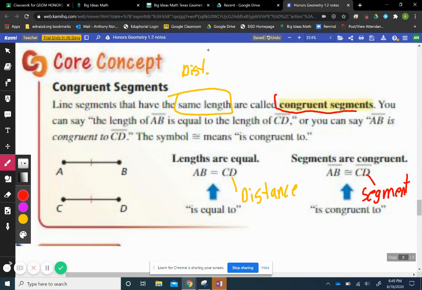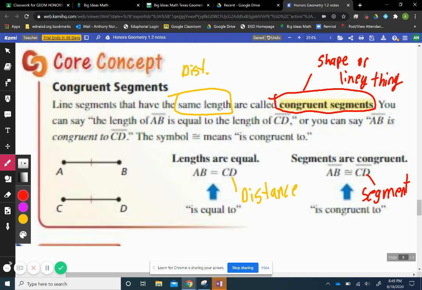Congruent segments are talking about a geometric object like a shape or a liney thing. You can say the length of segment AB is equal to the length of segment CD, or you can say segment AB is congruent to segment CD.